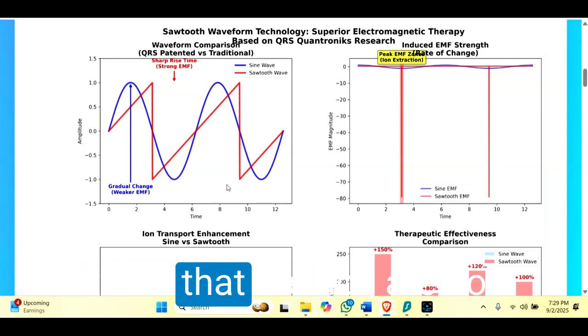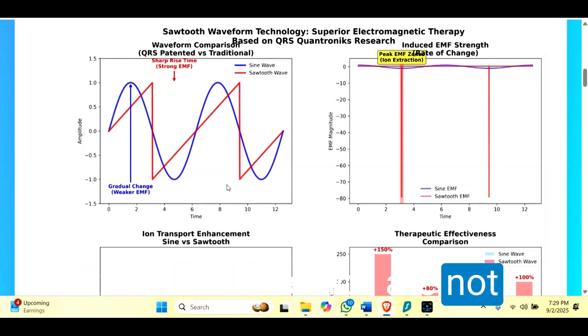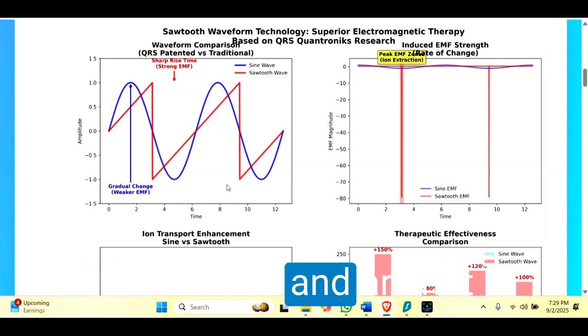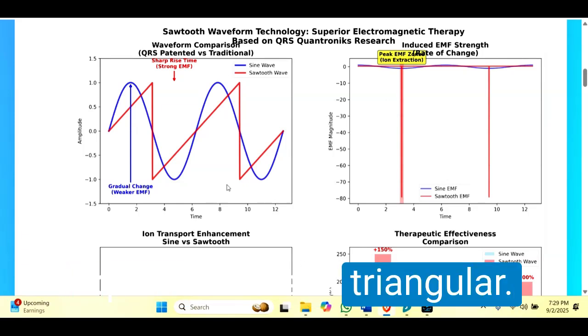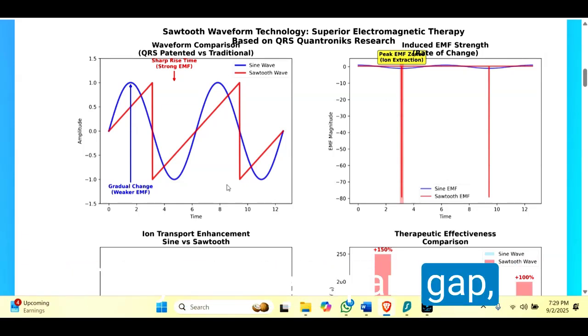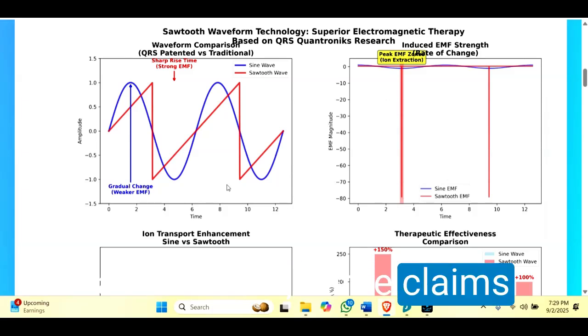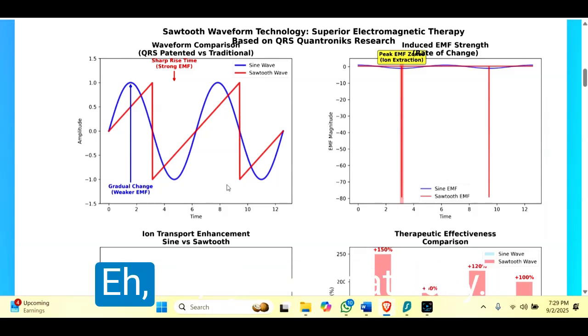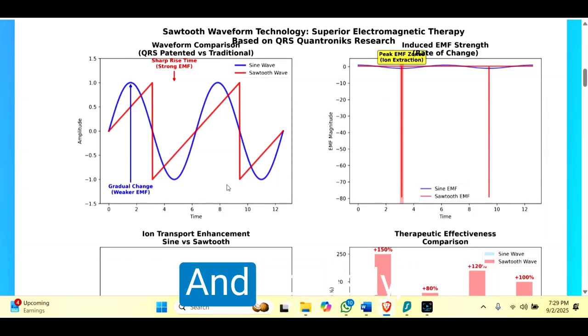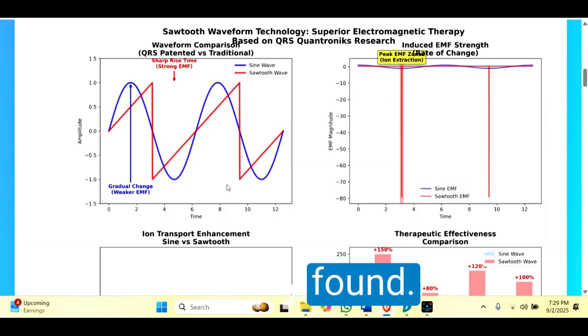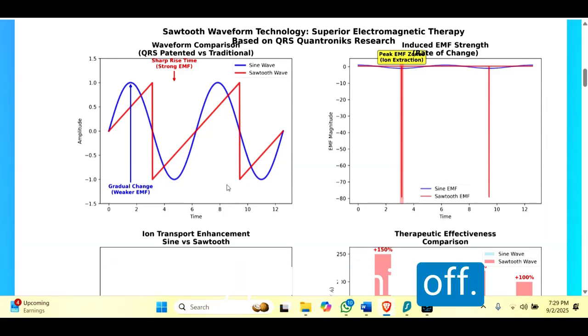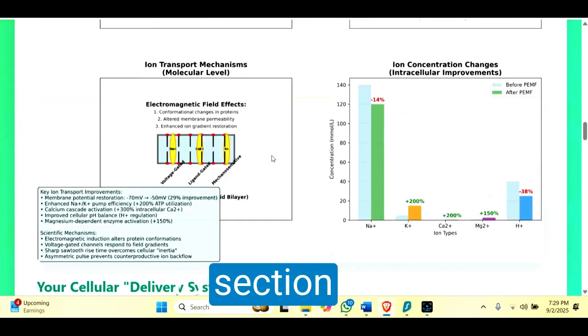There's even things out there that are not sinusoidal and are not square waves or triangular. They're called spark gap PEMF, and they'll make the same claims that they can do all this. It's not that easy. And honestly, I've only found this one research group and now within this one company that actually pulled this off. Let's move on to section 4.